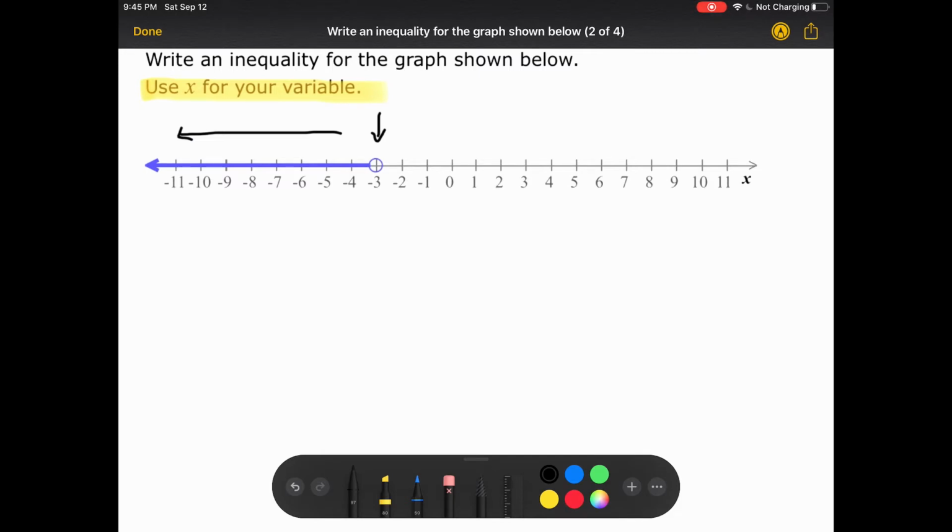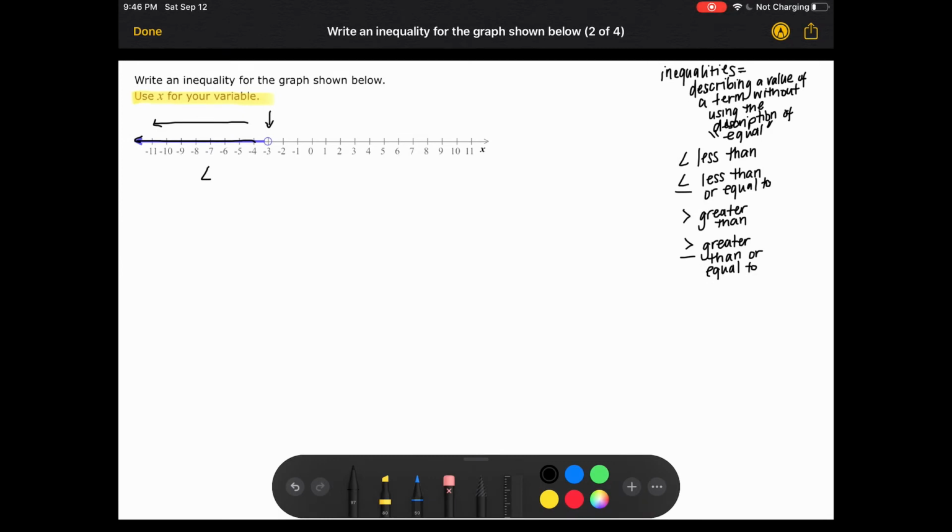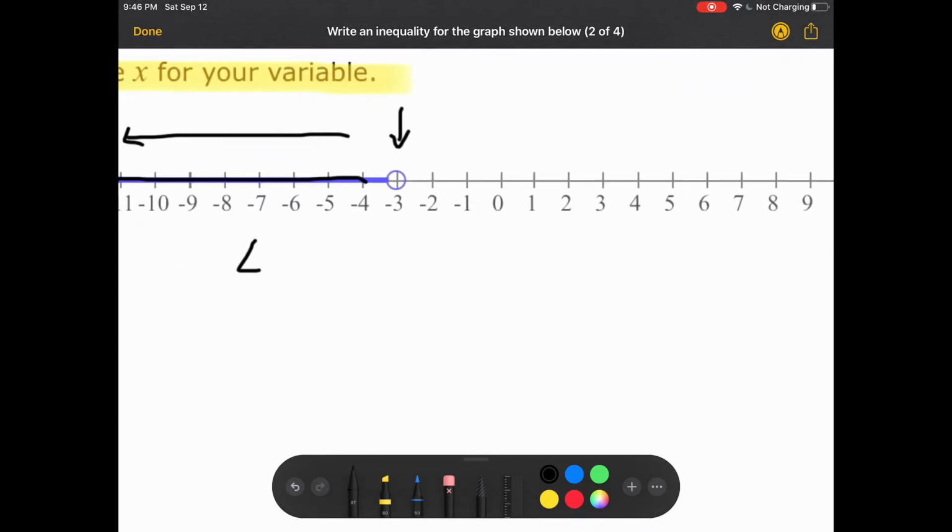There are a couple of things I want you to think about when you do this. When you're looking at this arrow, it is pointing to all the values that are less than -3. So when you think about that, it's everything that's less than a certain value. The inequality that I'm going to choose is the less than. More specifically, you have less than and less than or equal to.